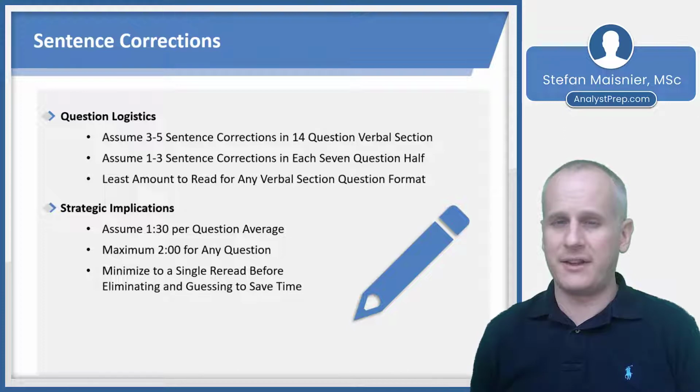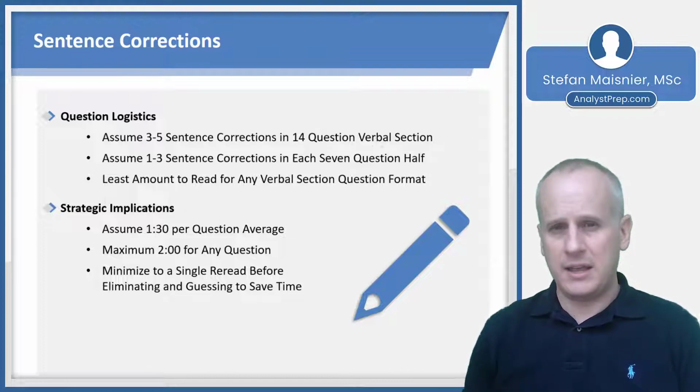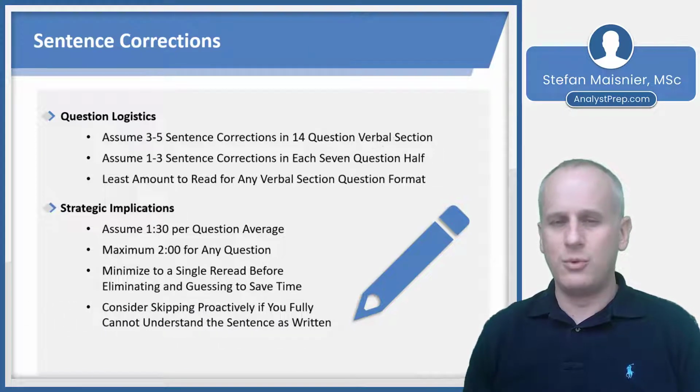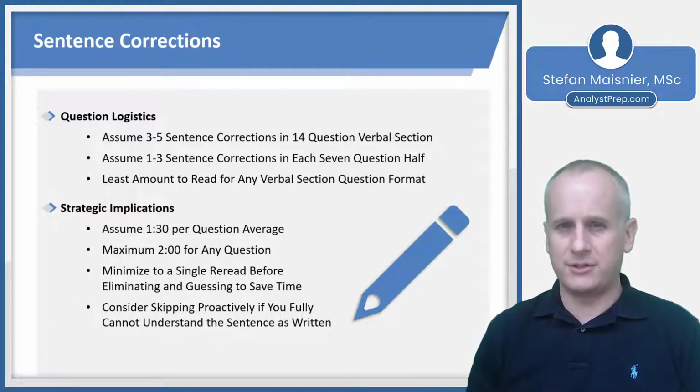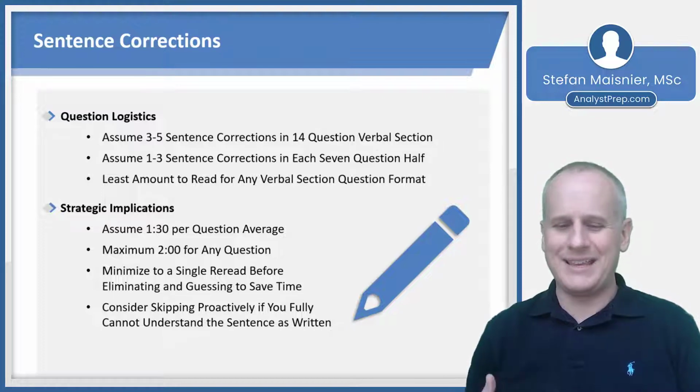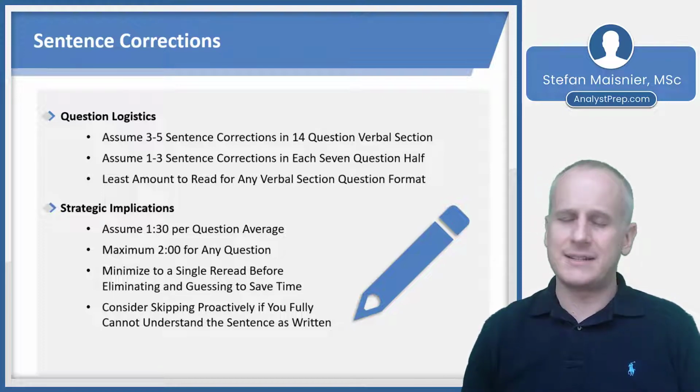If I find myself having to reread each of the answer choices into the sentence, that's a good indicator I need to get off this question to make sure I've got enough time for the rest of the half. And also remember that generally in the EA, you can sacrifice 2 to 3 questions in a half and still reach a potential target score for most programs. And you will want to consider skipping proactively certain sentence corrections if you plainly cannot understand the sentences written. That's the most important thing.